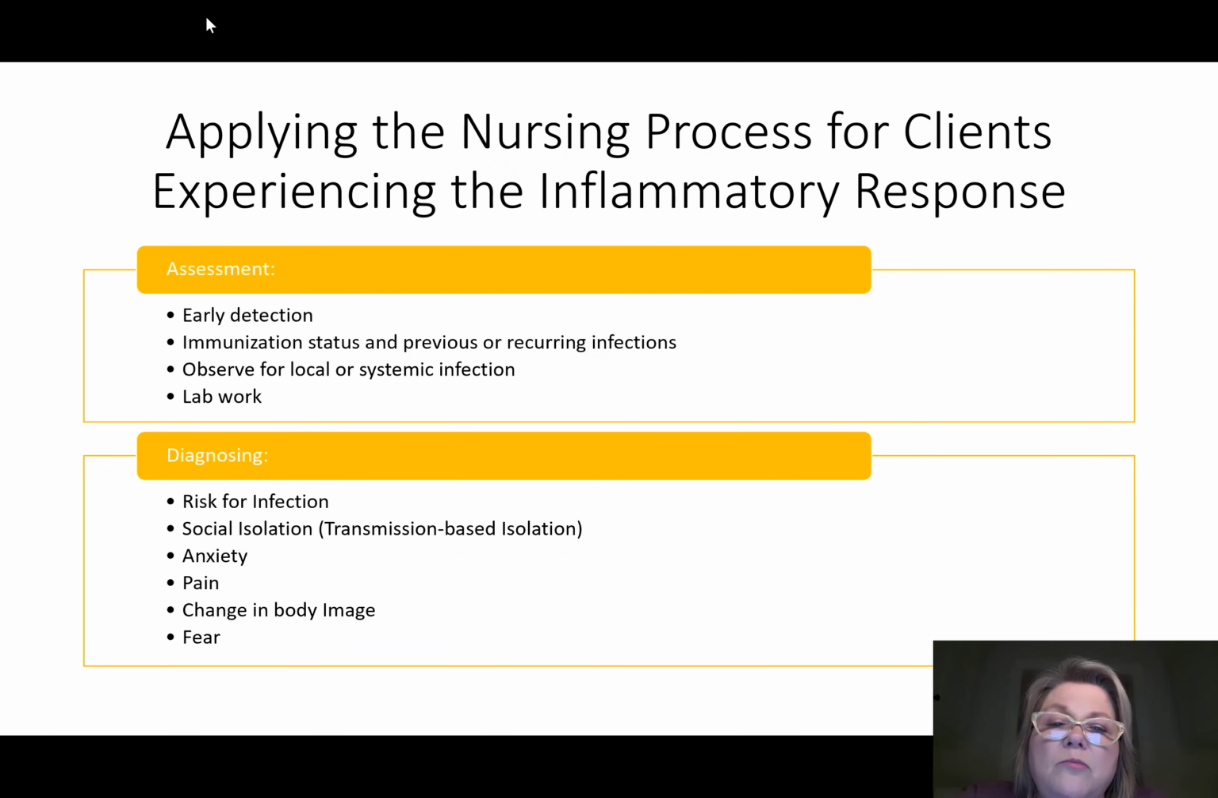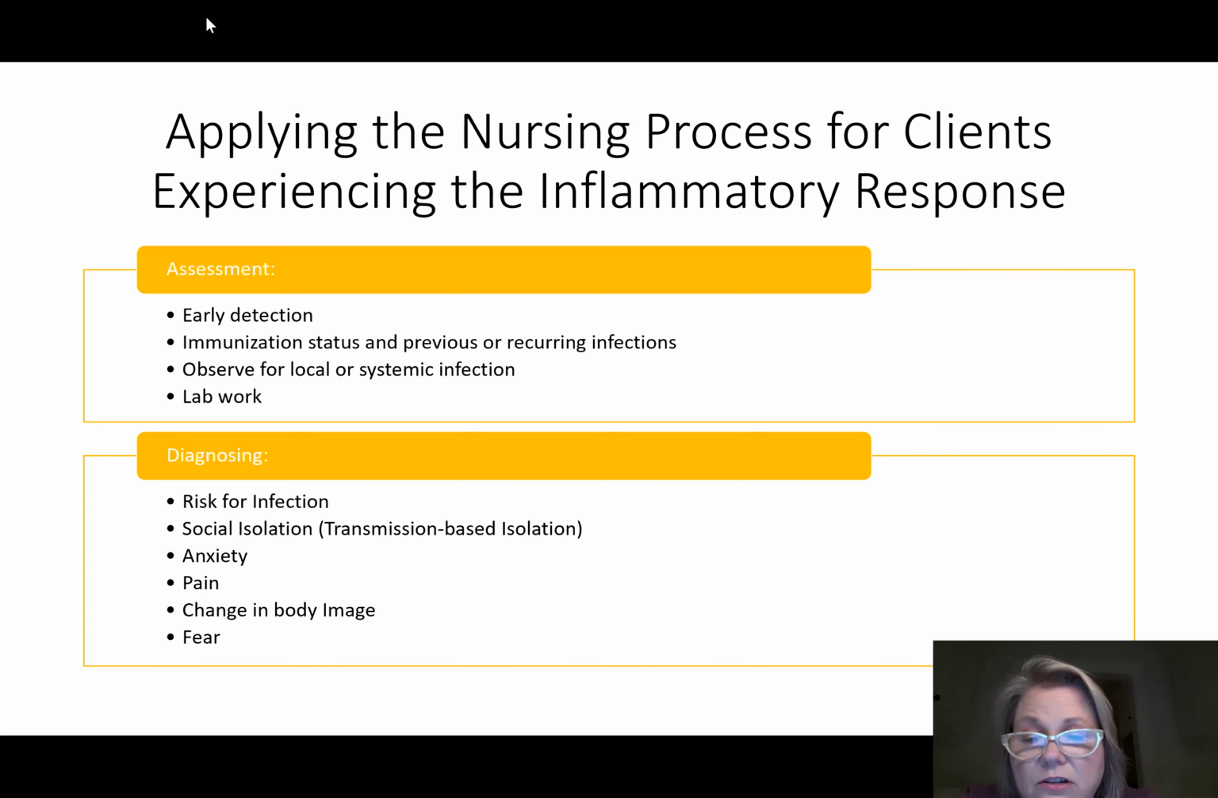So applying the nursing process for clients experiencing the inflammatory response. So under assessment, early detection is key. Immunization status and previous or reoccurring infections. We need to know about that. Observe for local or systemic infection. Remember, if it's localized and what the symptoms are. What's the first symptom that you usually see if it's going systemic? Fever. Looking at lab work, seeing what the H&H is, seeing what the white blood cell count is. Making sure you look at that.